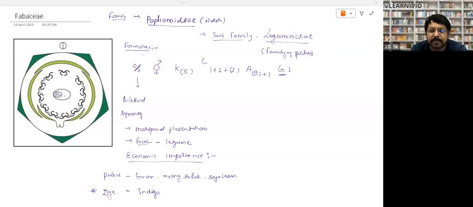Families: Leguminosae. It is the family of pulses. All the pulses come in this group. Got it? Tell me first about the floral diagram and floral formula. Did you get it or not, Martin?